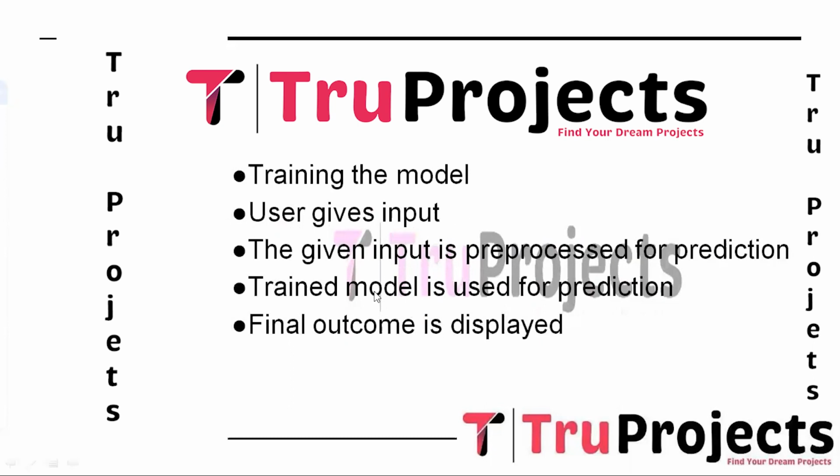And the 10th one is the trained model is used for prediction. The pre-processed user input is fed into the trained machine learning models, where each model makes a prediction of the car popularity based on the provided input data. Each model provides a different prediction, and the outcome will be based on the combined prediction from all the models. And the last one is the final outcome is displayed.